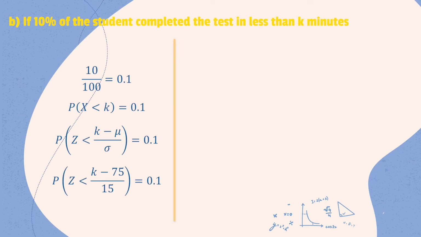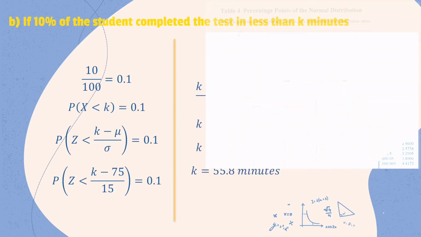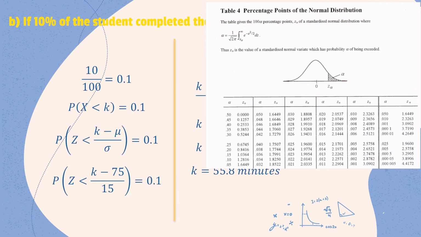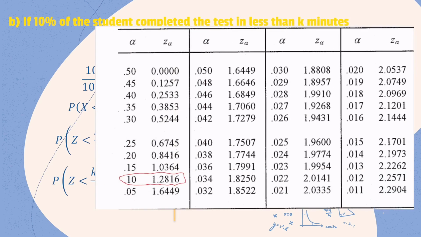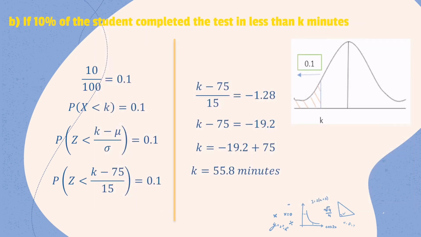So after that, we're going to look for the statistical table and look for the value 0.1 in the statistical table, and we get the value 1.2816, but we're going to take only 2 decimal places, so 1.28. Since this is less than k minutes, we change the value to a negative value, which is negative 1.28. Then we calculate it and we get the answer k, which is 55.8 minutes.